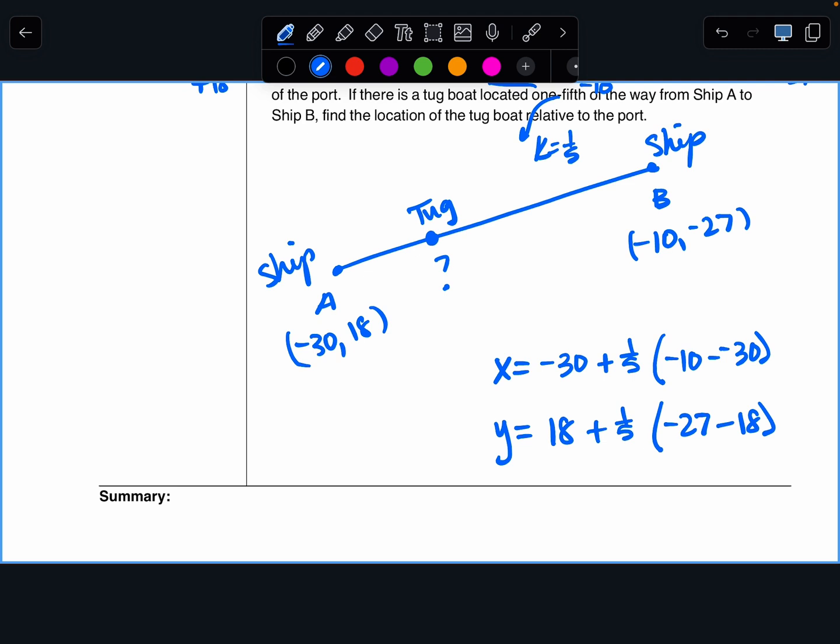The K is the fraction that's given to you. See how it says 1/5? That's your K. Your K is also, huh? What? Because it says 1/5? Right next to where, you see it? Yeah. Okay.